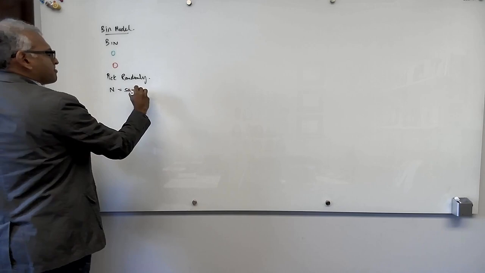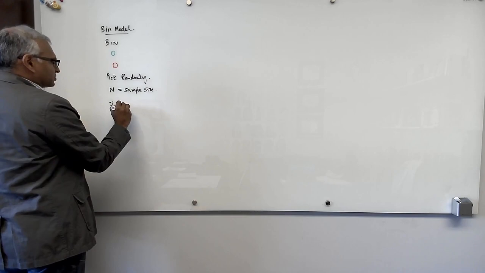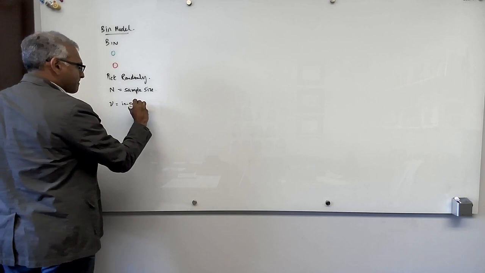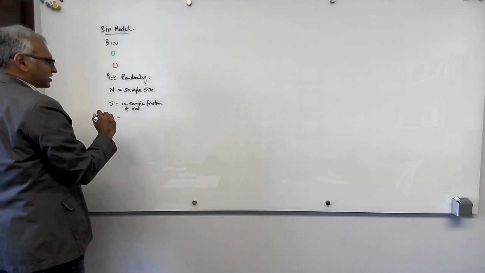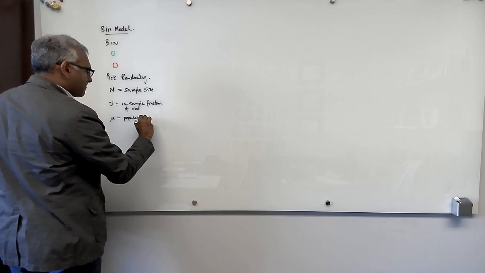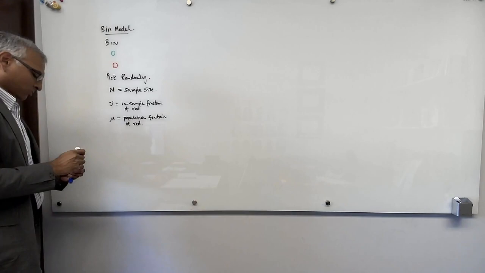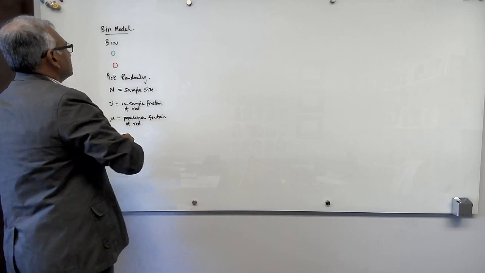Okay. And then we define some quantities: nu equals the in-sample fraction of red, and mu equals the population fraction of red, the true fraction of red in the bin.